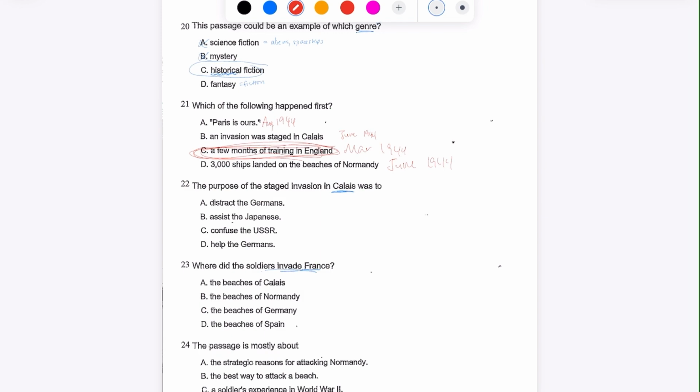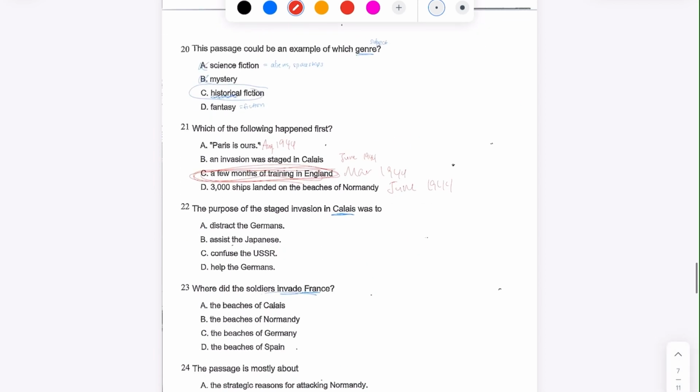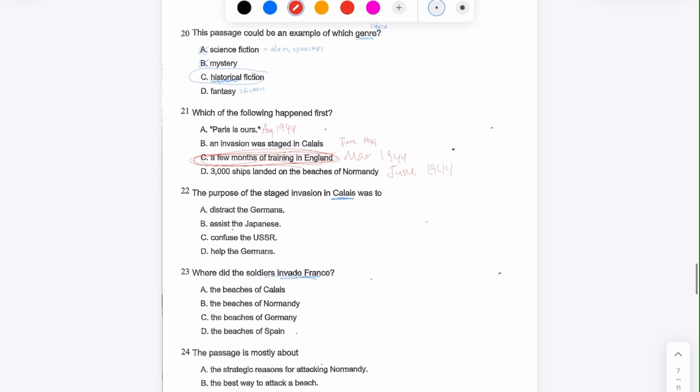Next, for number 22, the purpose of the staged invasion in Calais was to, so again here, this invasion of Calais, this was a distraction. So by having this distraction, then the troops would go over there and leave the actual place of invasion undefended. So again, this was to distract the Germans, choice A.